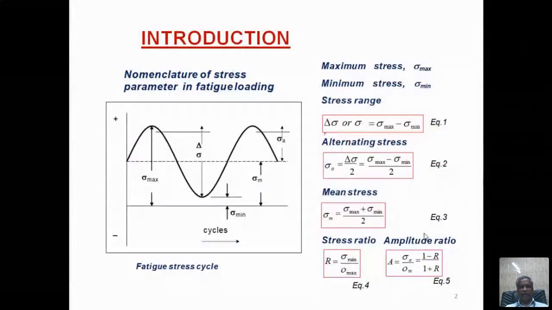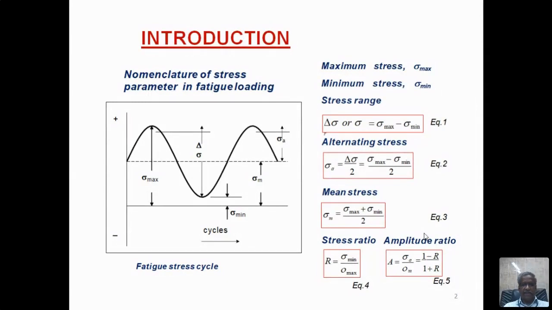Before going to the actual fatigue crack growth behavior, I want to recollect what we discussed yesterday, for only one slide. So this is cyclic loading. The fatigue behavior and fatigue crack behavior all depend on the cyclic loading. Cyclic loading means this is a typical fatigue stress cycle. In this, important notations and terminologies are displayed here.